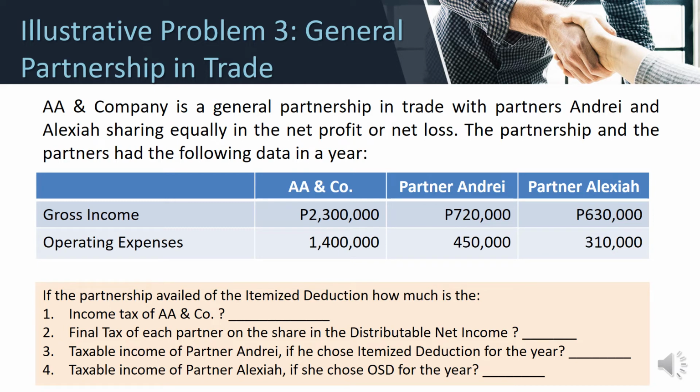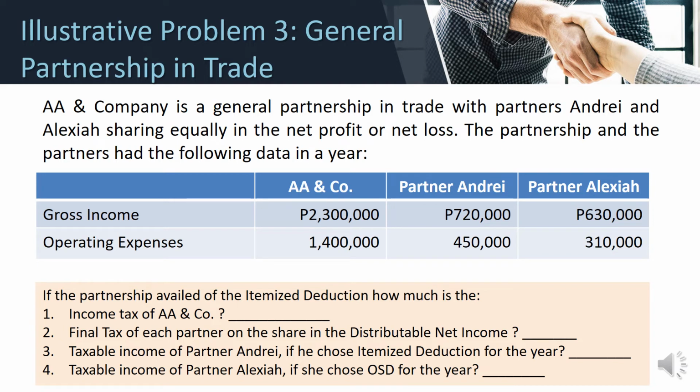If the partnership availed of the itemized deduction, how much is the income tax of AA and Company? How much is the final tax of each partner on the share in the distributable net income? And how much are the taxable income of partner Andre if he chose itemized deduction, and the taxable income of partner Alexia if she chose OSD for the year? Okay?